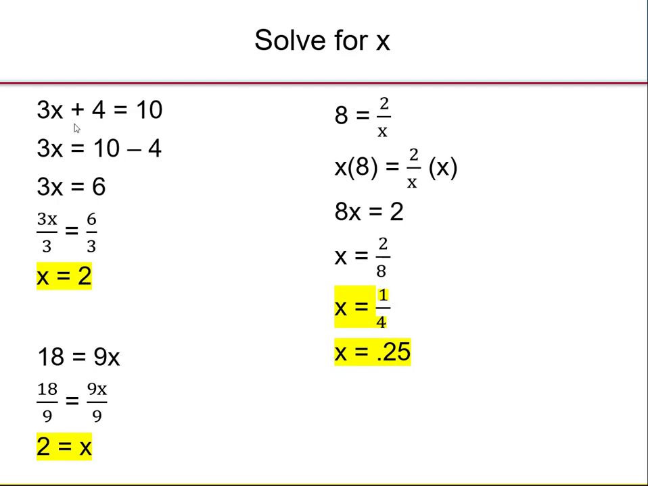If I want to check myself, I plug 2 back in here. 3 times 2 is 6, plus 4 is 10. Yes, I got that right. 18 is equal to 9x. I divide both sides by 9, and I get x is equal to 2. And then this one's a little bit tricky. I have 2 over x equals 8. If I multiply both sides by x, these cancel. So then it leaves me with 8x is equal to 2. I divide both sides by 8, and I get x is equal to 1/4, or x is equal to 0.25.